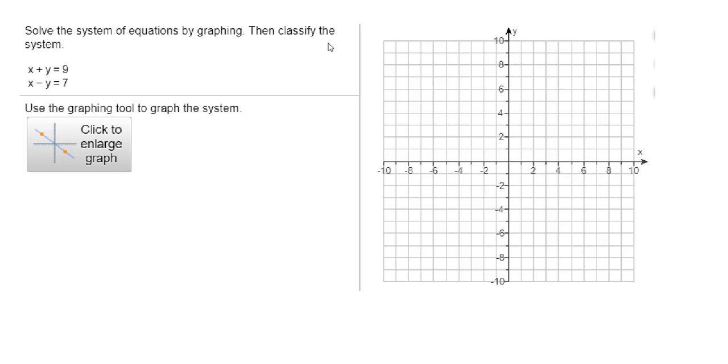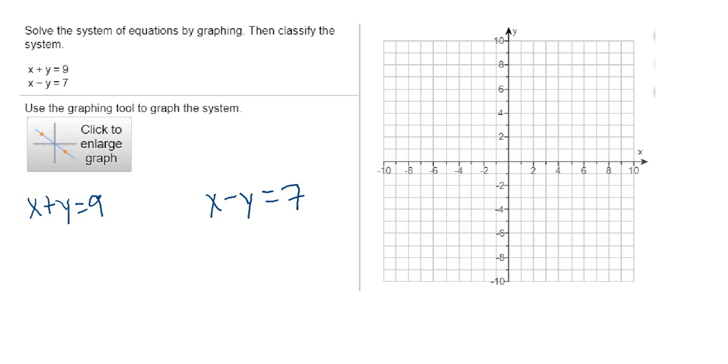All right, so let's apply that concept to this problem here. Solve the system of equations by graphing, then classify the system. We'll talk about how to classify it in just a minute, but let's get the solution first. We have these two equations here. I'm going to write them a little bit further down on the screen. We have x plus y equals 9, and x minus y equals 7. And we want to graph both of these equations on the same Cartesian coordinate system.